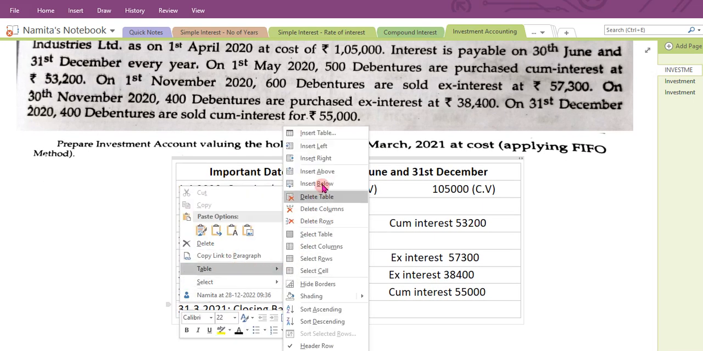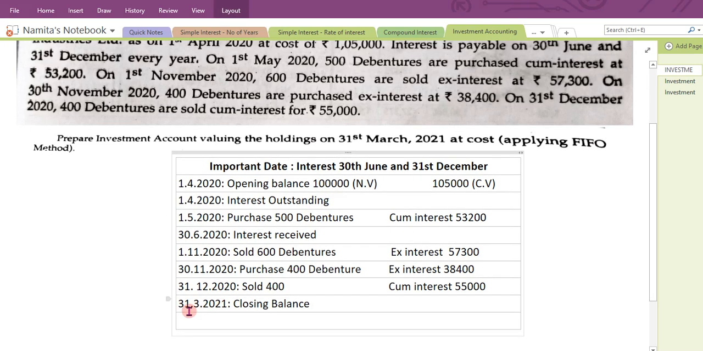Then one entry is remaining: on 31st December we are receiving the interest also. Interest received. And last will be the closing. We have to close this account on 1st March 2021. After noting down all the important dates, we will first pass the entries.